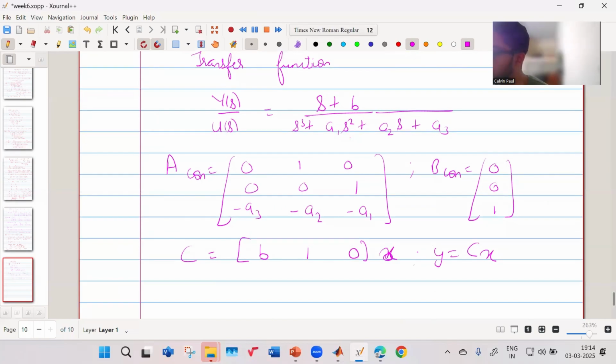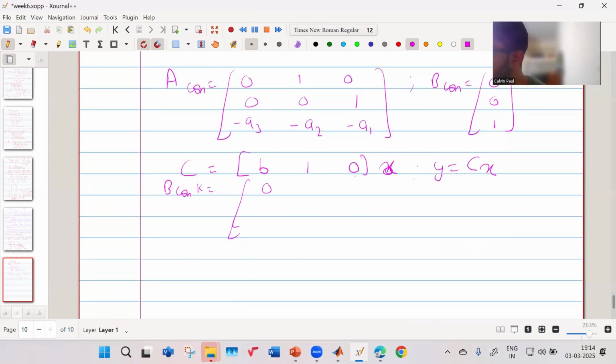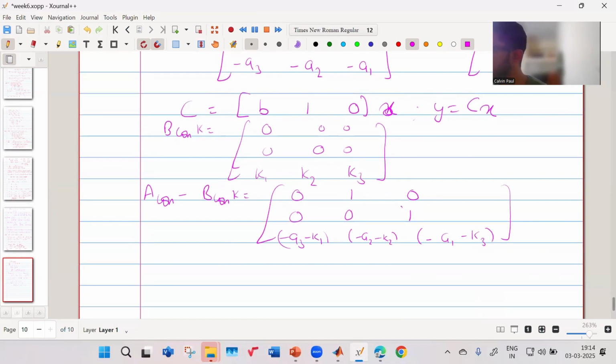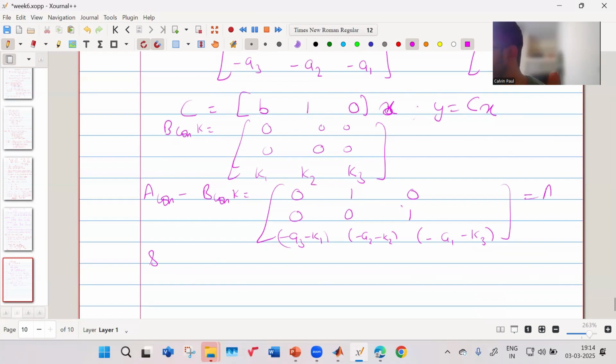And then the advantage is that your B canonical into K will just be 0, 0, 0 over k1, k2, k3. And your A canonical minus B canonical into K will be 0, 1, 0, 0, 0, 1, then minus a3 minus k1, minus a2 minus k2, and minus a1 minus k3. And this is your closed loop.